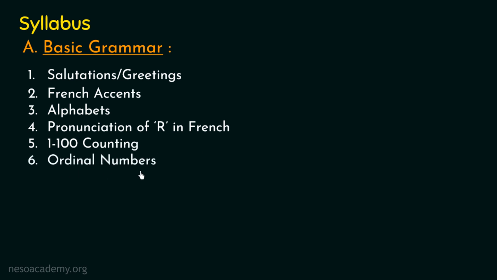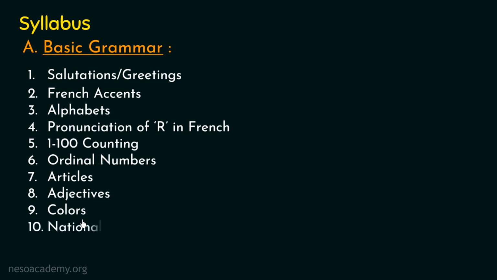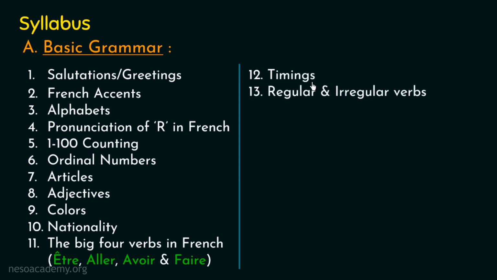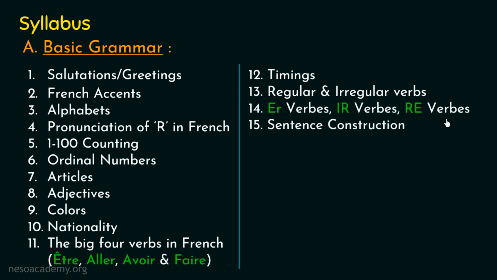Sixth is ordinal numbers. Seventh is articles. Eighth is adjectives. Ninth is colors in French. 10th is nationality. 11th is the big 4 verbs in French, and they are être, aller, avoir and faire. 12th is timings in French. 13th is regular and irregular verbs. 14th is er verbs, ir verbs and re ending verbs. After that, 15th is sentence construction. 16th is pronouns. 17th is pronouns y and en.